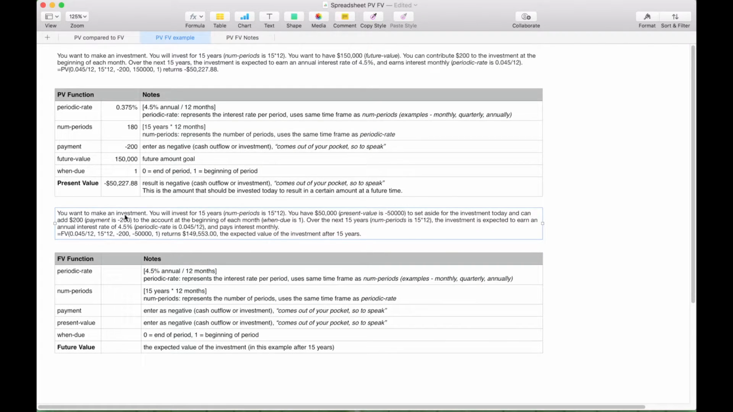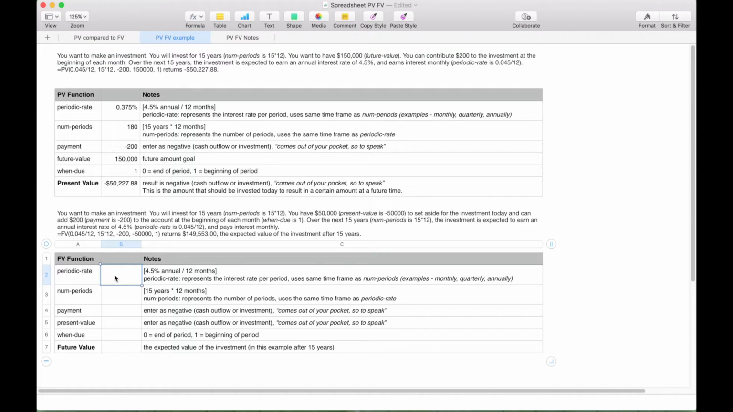Again, you want to make an investment. You will invest for 15 years. You have $50,000, that's your present value, to set aside for the investment today, and you can add $200 to the account at the beginning of each month. Over the next 15 years, the investment is expected to earn an annual interest rate of 4.5% and pays interest on a monthly basis. Okay, so you can see this example is very similar to our previous example.